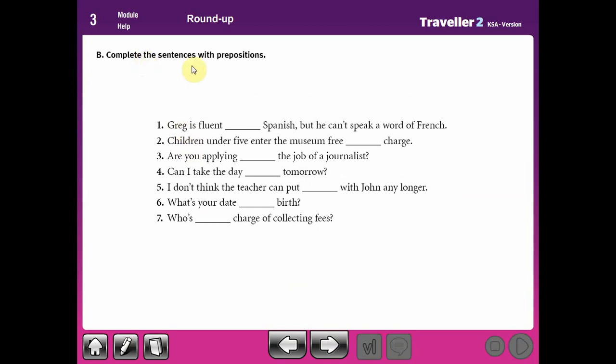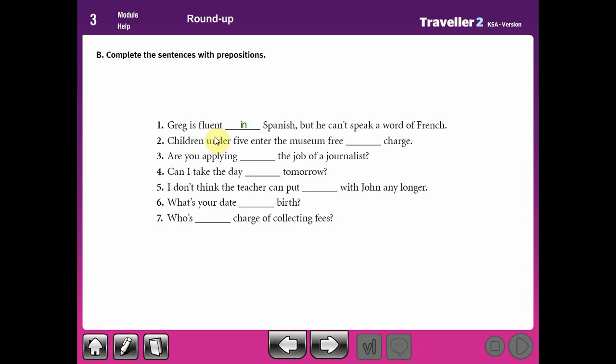Here we have to fill in the spaces with the suitable prepositions. Prepositions means words like in, at, of, for, up, off. We have "of" with one F and "off" with double F, right? So these are the most famous prepositions. Greg is fluent. So how to say fluent? Fluent means to speak a language fluently. So fluent in, on, at Spanish? In. So fluent in, very good, fluent in Spanish.